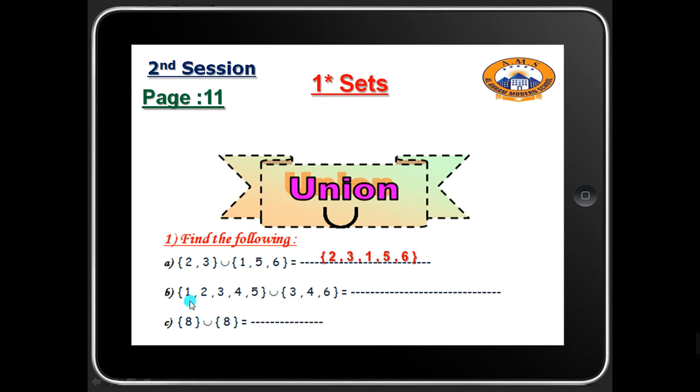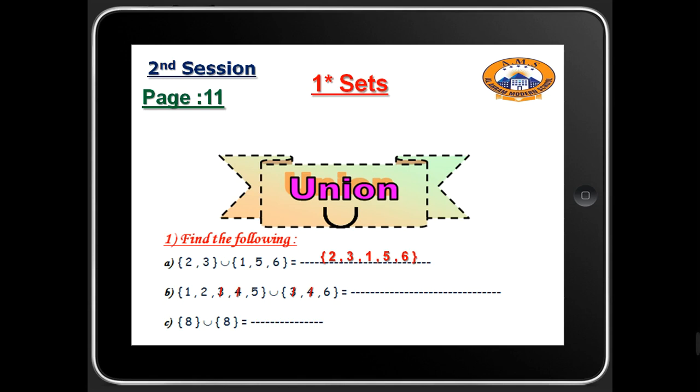Okay, another one, here I have the set of 1, 2, 3, 4, 5 union the set of 3, 4, 6. Before you start to write the answer, search for the common element. Here I have 3 in the first set, and I have 3 in the second, so 3 is a common element, and also I have 4 in the first set and 4 in the second. When I cross the common element, that makes like an alarm to remind me, please don't write 3 2 times. You're going to write 3 and 4 only 1 time.